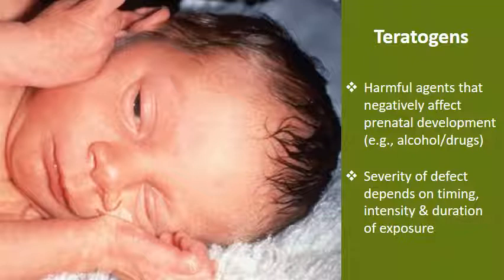The greatest risk from exposure to teratogens occurs during the first 8 weeks of gestation, because this is when most of the embryo's organs are starting to develop. For example, mothers who are heavy drinkers are at increased risk of delivering infants with fetal alcohol syndrome, or FAS.